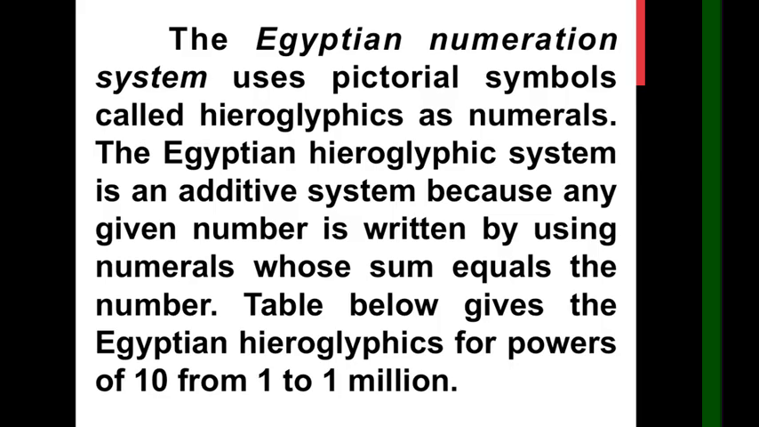For the Egyptian numeration system, they use pictorial symbols called hieroglyphics. I believe you are all familiar with hieroglyphics because you've studied this one during your APAN, Araling Panlipunan, as numerals. So the Egyptian hieroglyphic system is an additive system because any given number is written by using numerals whose sum equals the number. The table below gives the Egyptian hieroglyphics for powers of 10 from 1 to 1 million.